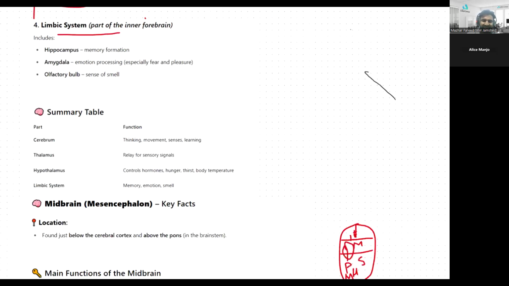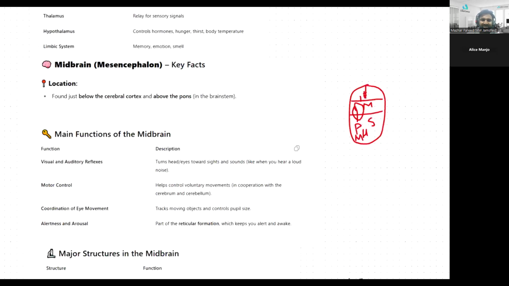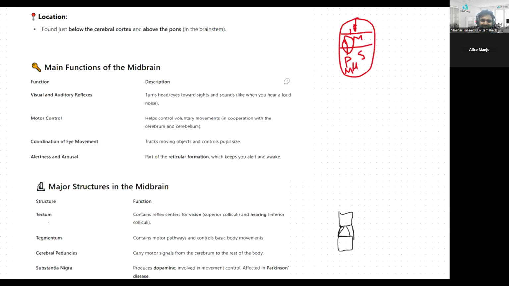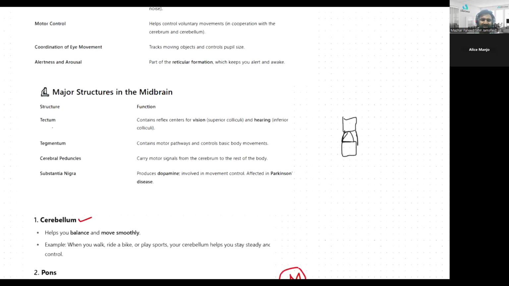The midbrain is the shortest portion of the brain. It is found just below the cerebral cortex and above the pons in the brainstem. Its main functions are visual and auditory reflexes, motor control, coordination of eye movement, and alertness and arousal. The major structures present in the midbrain are the tectum, tegmentum, cerebral peduncles, and substantia nigra.